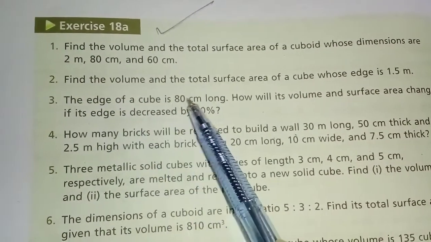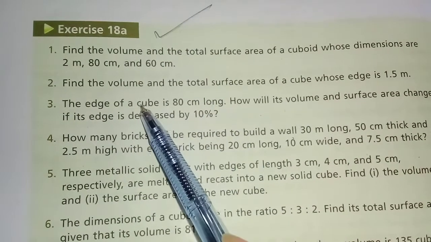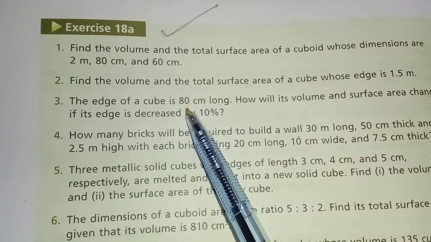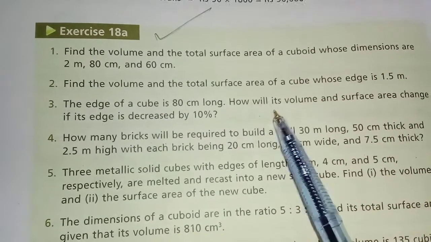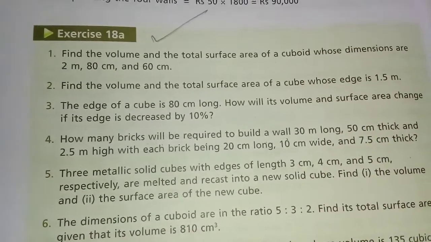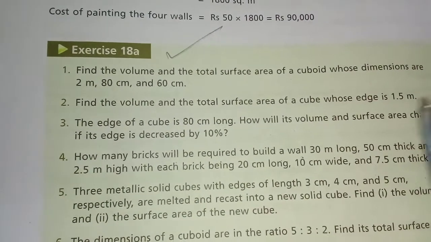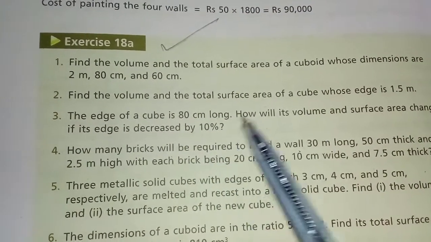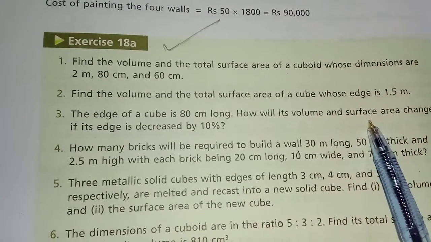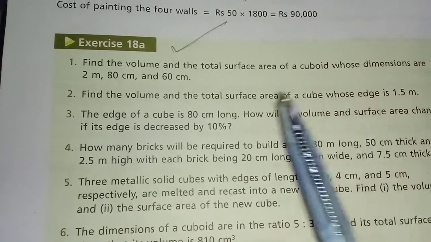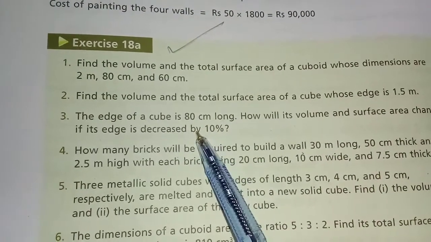The edge of a cube is 80 centimeter long. The edge of a cube, so its length, height and breadth will be same because this is a cube. How will its volume and surface area change if its edge is decreased by 10%? It is obvious that when the edge is decreased by 10%, its volume and surface area will also be changed. So we have to find the change in volume and the surface area between the original cube and the new cube.